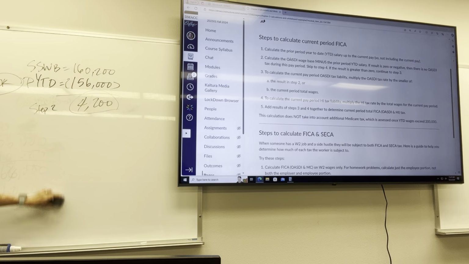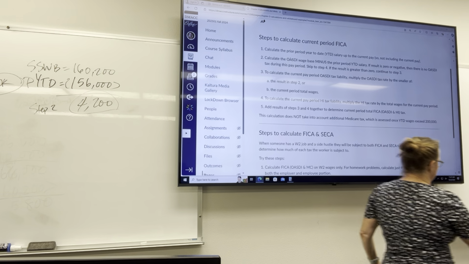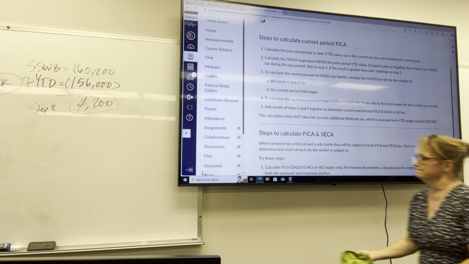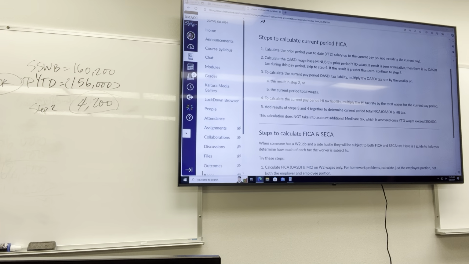So, oh, this whiteboard is awful. Some of the whiteboards in these rooms are just absolutely horrid. Whoever ordered them needs to be reprimanded.